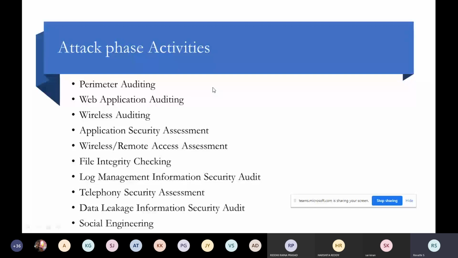So there are so many attacks: cross-site scripting attack, SQL injection attack, cookies attack, backdoor injection attack, buffer overflow attack. There are so many attacks coming through the web only. So this web application auditing is the largest portion of auditing when compared to any other auditing.